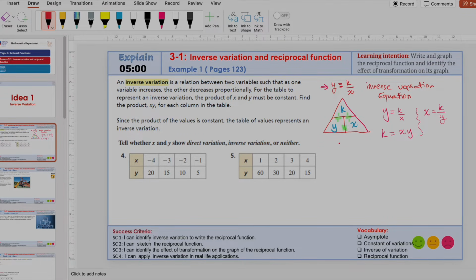Now we have another relationship that is called direct variation, and the direct one looks like this. If one of them is increasing, the other one is increasing. So if y is increasing, x will also increase with some constant change. That's the equation for direct variation. It's just enough for you to memorize the general equations. Again, you can use the triangle to help you out finding any missing term.